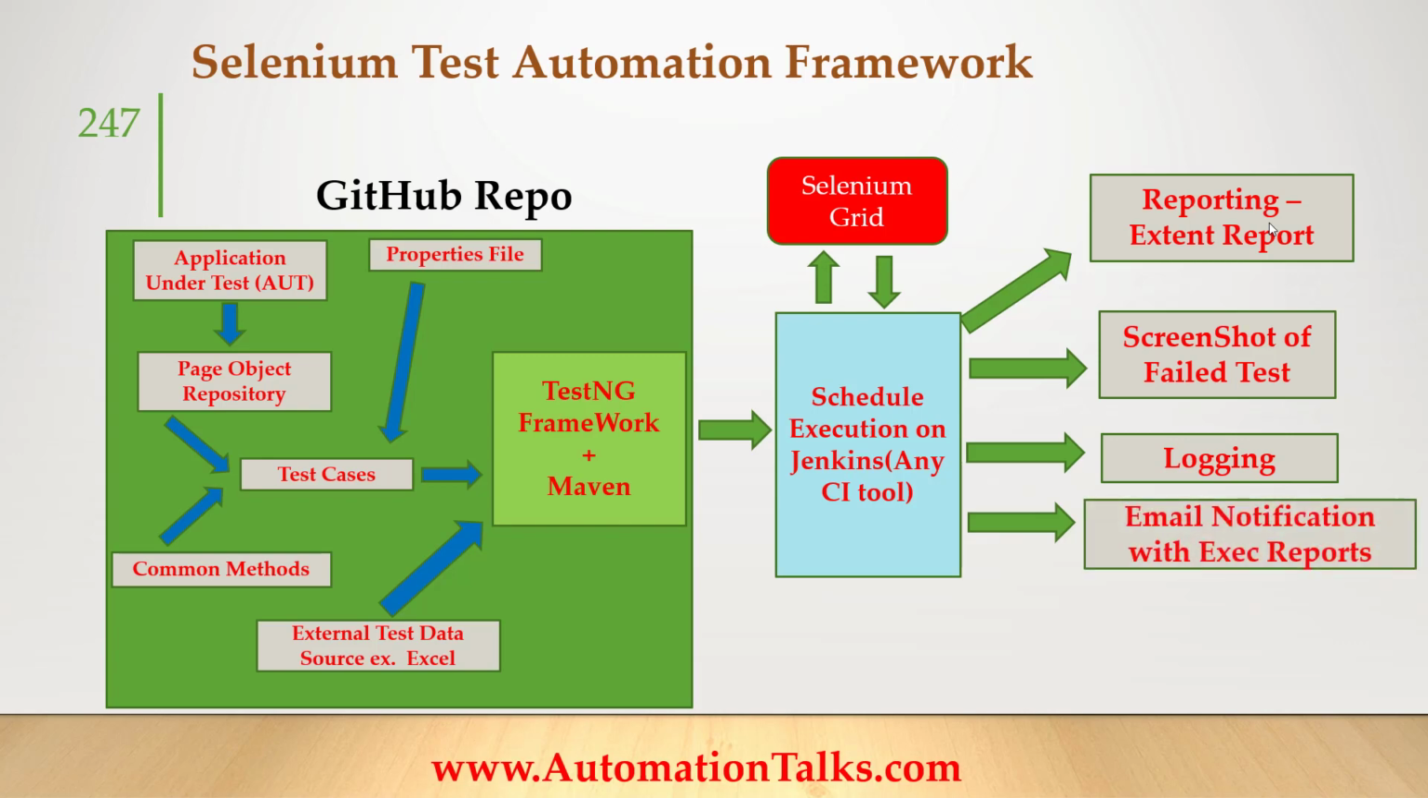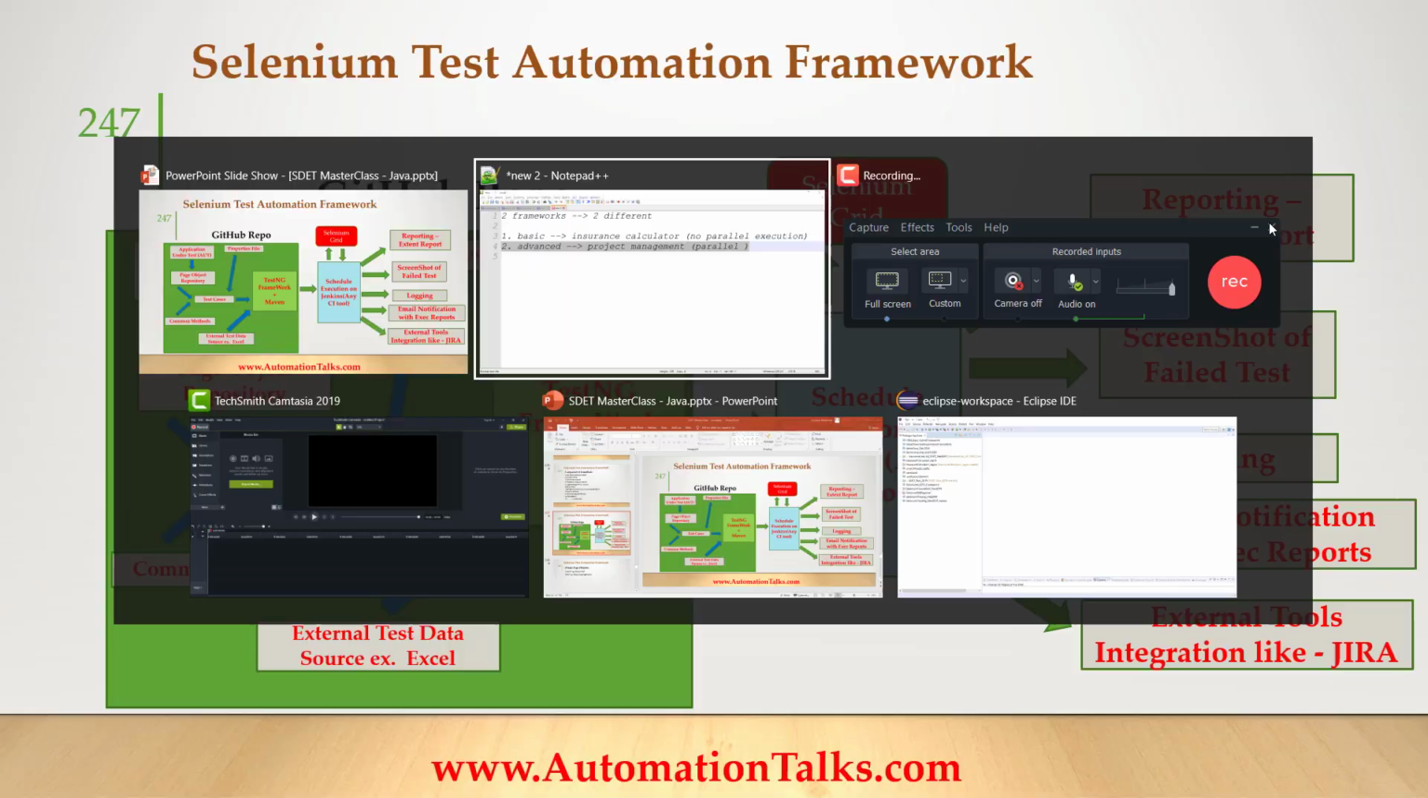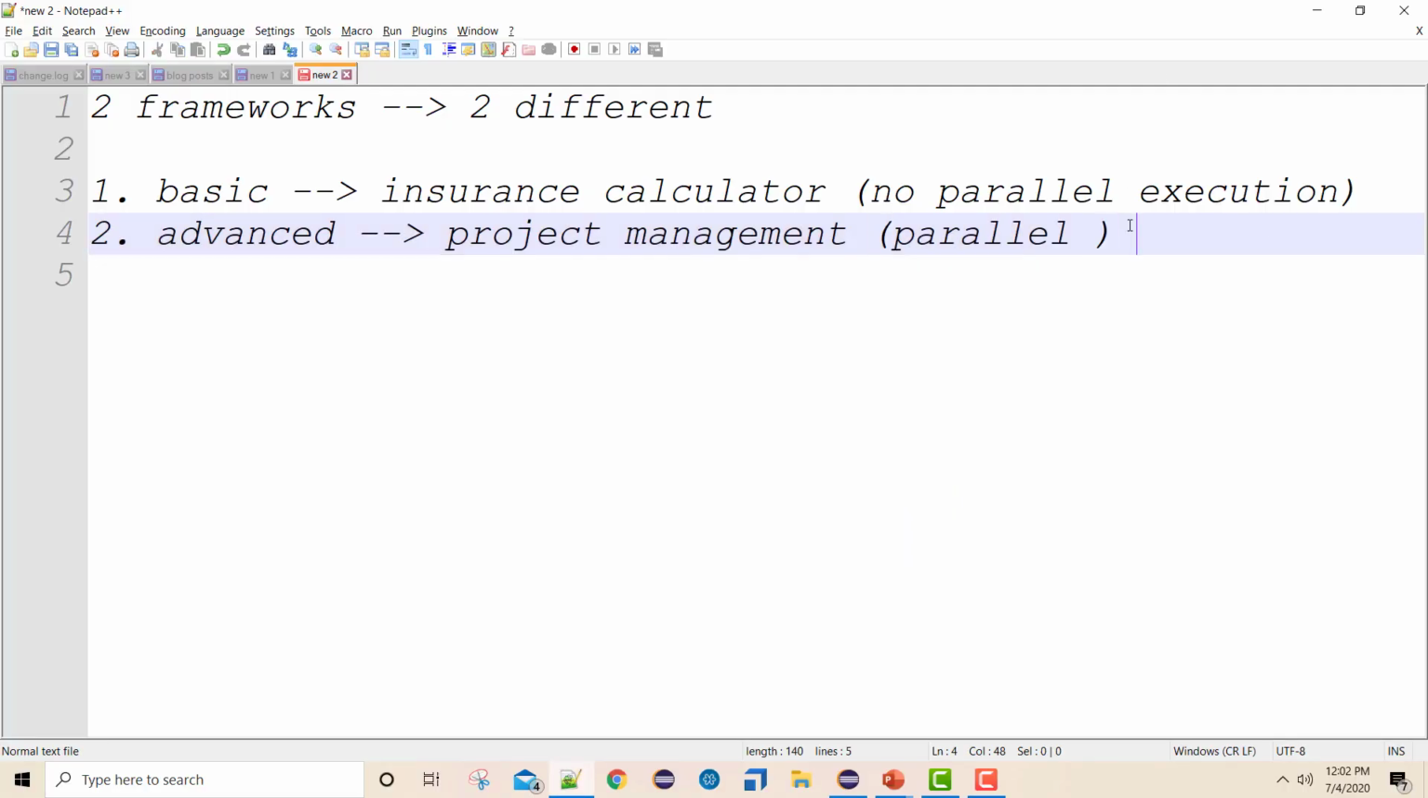And as I said, we will be getting an email notification once my execution is finished, along with the Extent Reports and failed test case screenshots as attachments. Okay, we might do something different as well. Let's say if my test cases are failing, as soon as a test case fails, it should go and create a defect in Jira. Okay, that integration as well we can do. Let's see, if time permits, maybe I can include that in my advanced level framework.